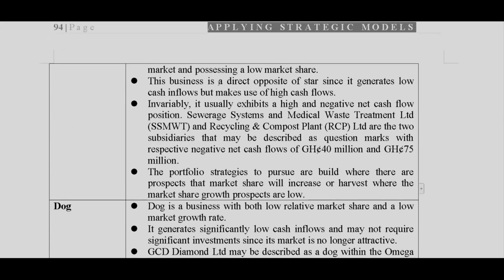Now, what about question mark? This is a business operating in a high growth rate market and possessing a low market share. This business is a direct opposite of the star since it generates low cash inflows but makes use of high cash outflows. So how do you spot this one? It usually exhibits a high and negative net cash flow position. Unlike the star, which could have a small positive or a small negative net cash flow, this one will have a high negative net cash flow because you are investing more into it.